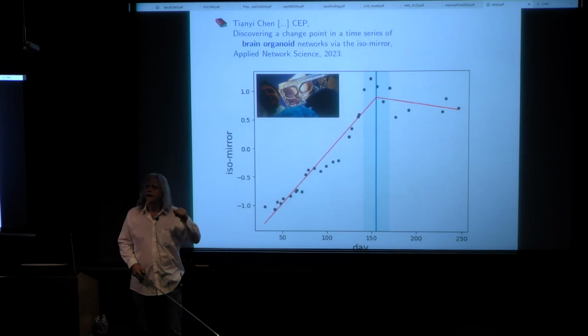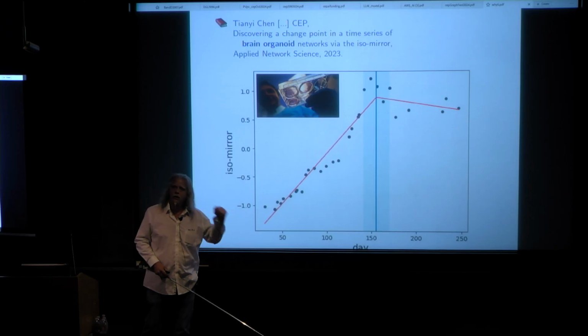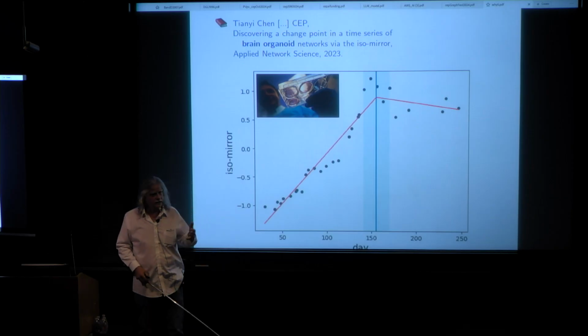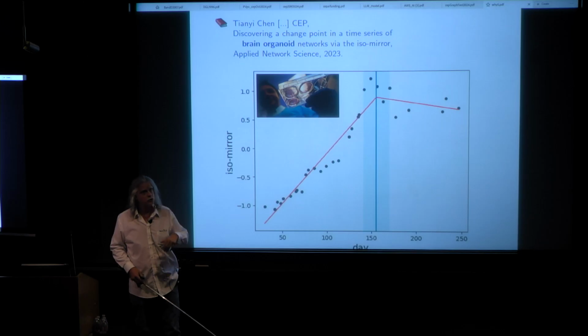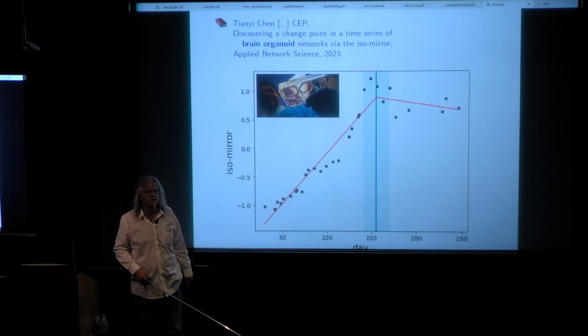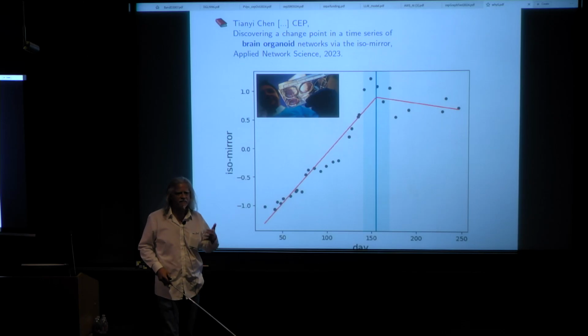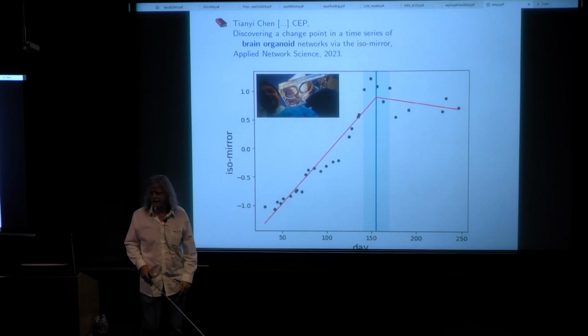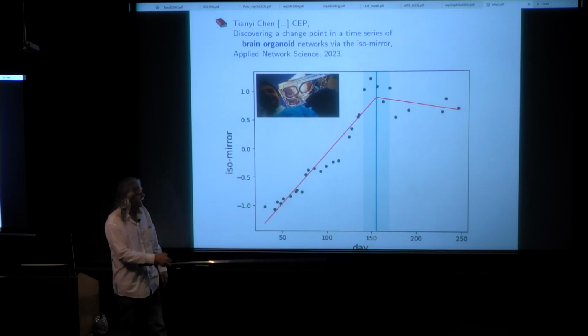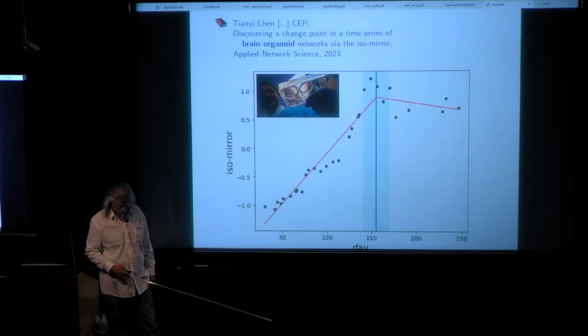when neurons distinguish themselves between excitatory and inhibitory. And so we don't know causally if that's what's causing the change point, but there is a fundamental change in this brain organoid in this time series of networks at precisely this time.